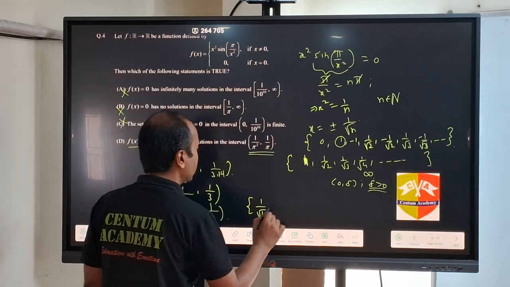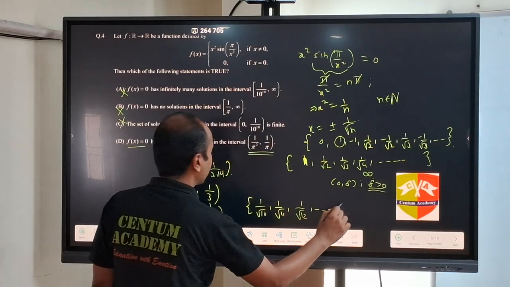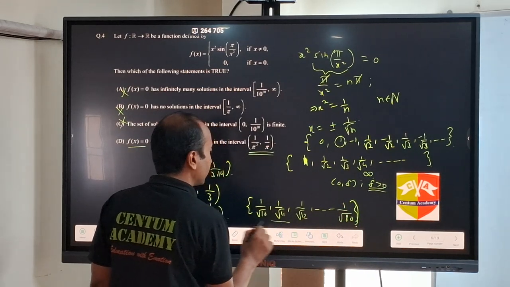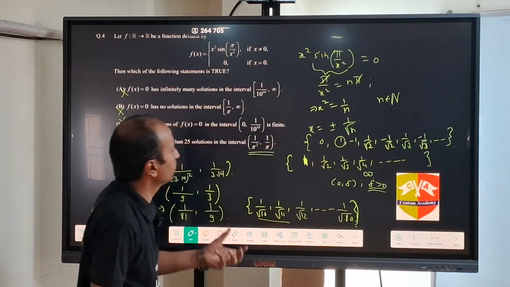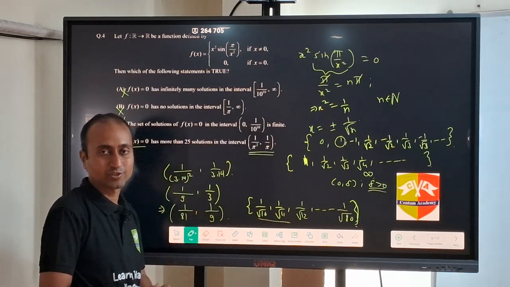So, clearly, which all numbers will lie between them? 1 by root 10, 1 by root of 11, 1 by root of 12, and so on till 1 by root of 80. Even if you leave a couple of these, there will be very well more than 25 solutions in this interval. So, option number D is indeed correct.